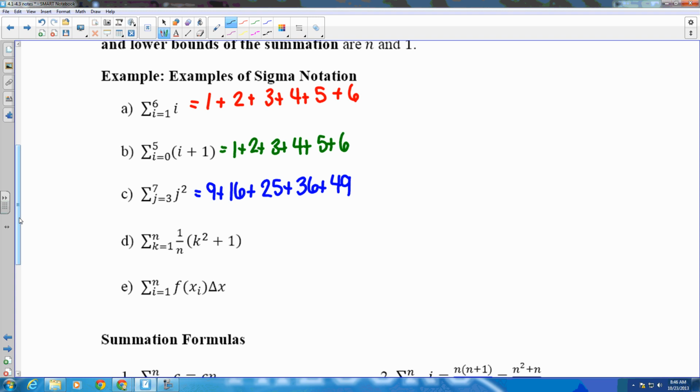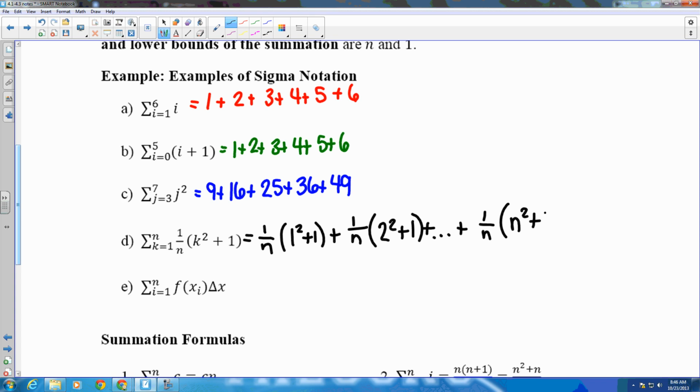Next one we have 1 over n times k squared plus 1. So this one we're going to have a variable like a, b, and c had, that we can't really put anything into the n's. So that kind of stays out front. And then the k squared plus 1, we're going to put in the 1 all the way up through the nth term in for k. So that's 1 over n times 1 squared plus 1, plus 1 over n times 2 squared plus 1. And that pattern is going to continue until we get to 1 over n times n squared plus 1, because n is the last term, that would be where we stop.